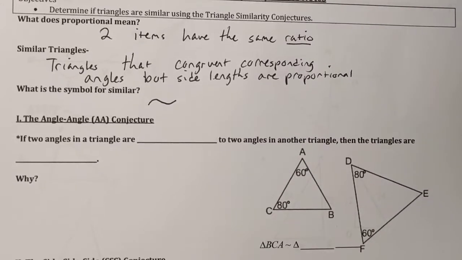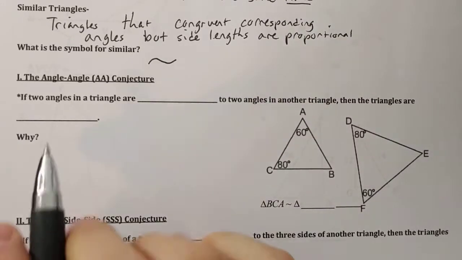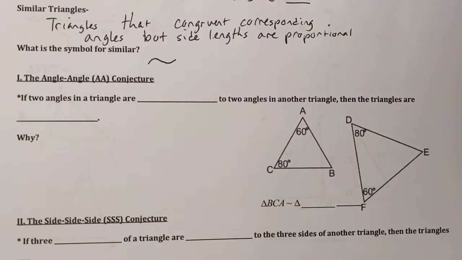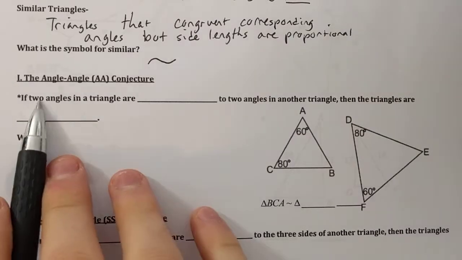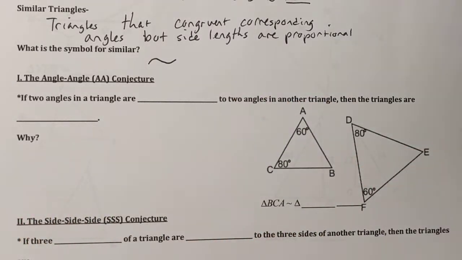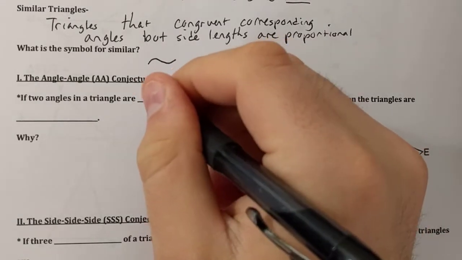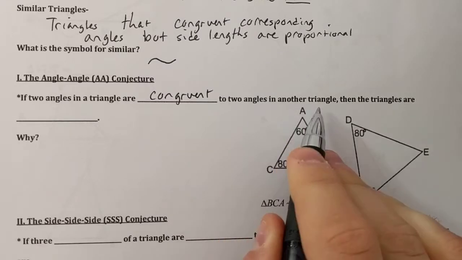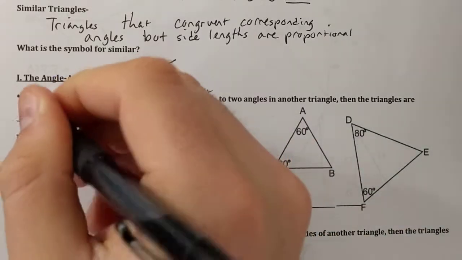So for example, the first one, angle, angle. You need two angles in each triangle for this to work. If you don't have those, you cannot use it. Okay. Now what this says is if two angles in a triangle are congruent to two angles in another triangle, then the triangles are similar.